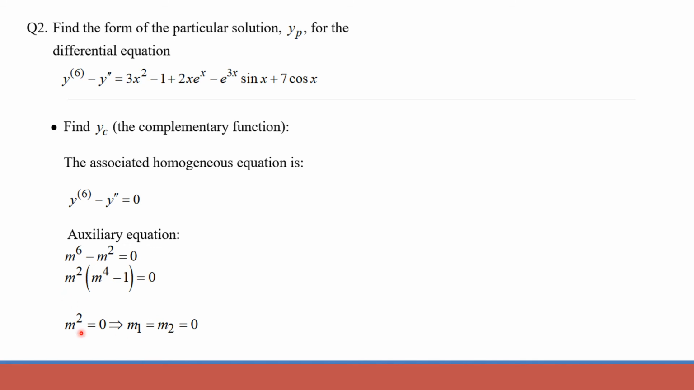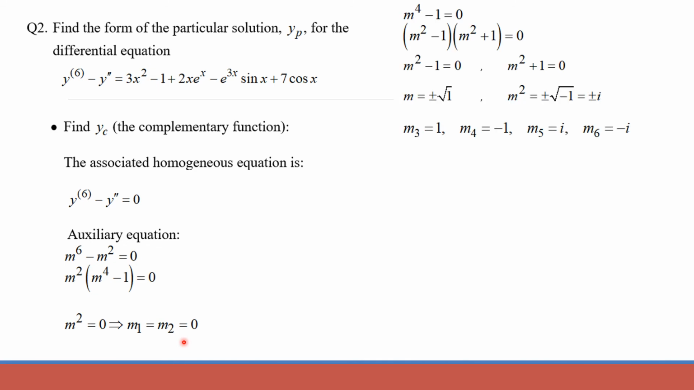So if m squared is equal to 0, we get two roots, both of them equal to 0. And if m to the 4th minus 1 equals 0, we can factorize the left side. We get the product of m squared minus 1 and m squared plus 1 equal to 0. If m squared minus 1 is equal to 0, that means m squared is equal to positive 1. Move negative 1 to the other side, and therefore m will be plus or minus square root of 1. So we are getting two real numbers: m3 is positive 1 and m4 is negative 1.